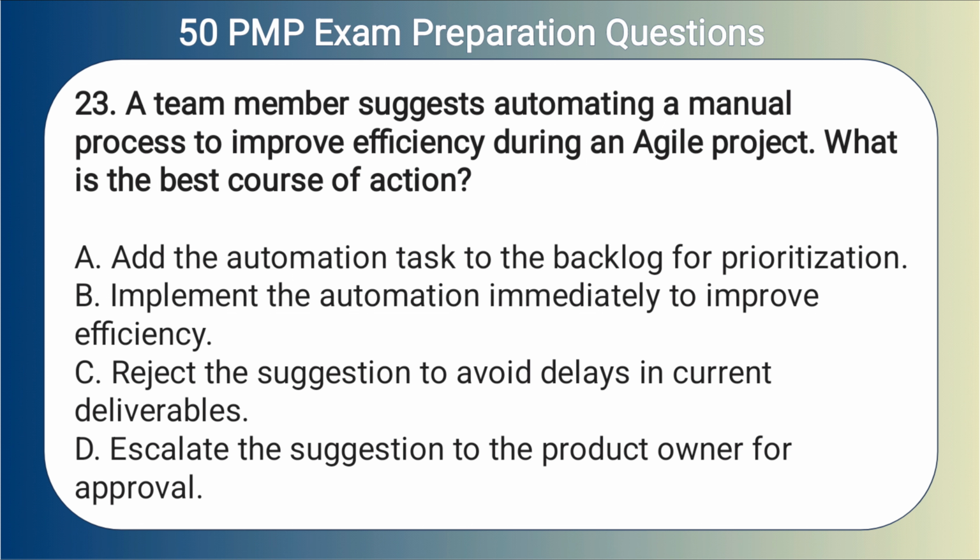23. A team member suggests automating a manual process to improve efficiency during an Agile project. What is the best course of action? A. Add the automation task to the backlog for prioritization. B. Implement the automation immediately to improve efficiency. C. Reject the suggestion to avoid delays in current deliverables. D. Escalate the suggestion to the product owner for approval.